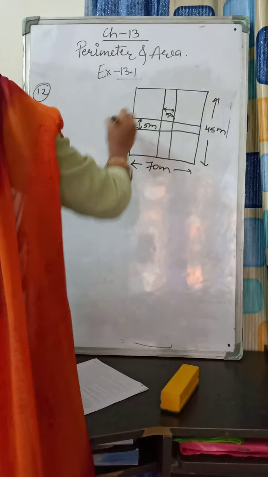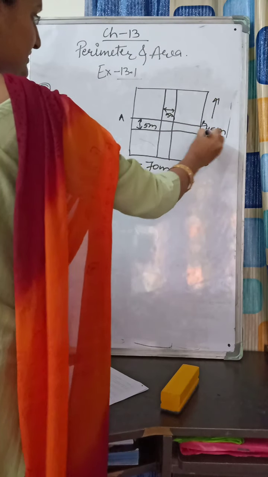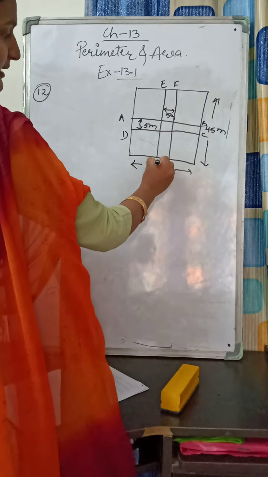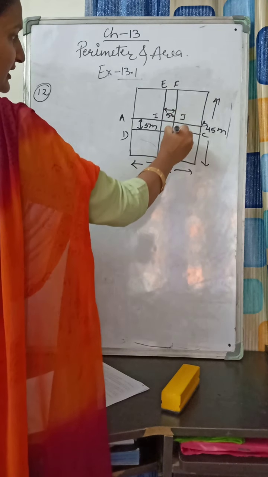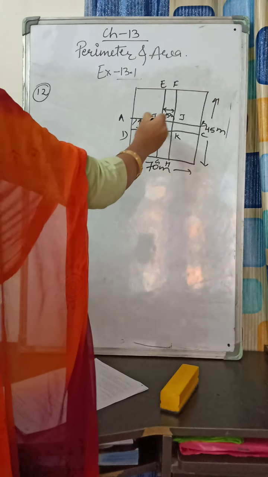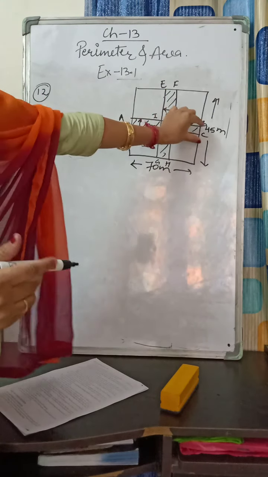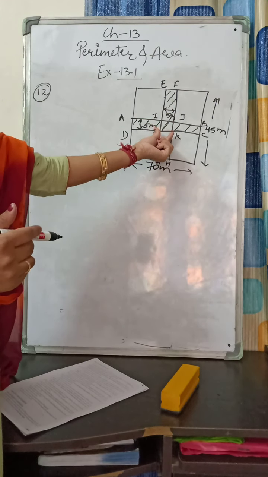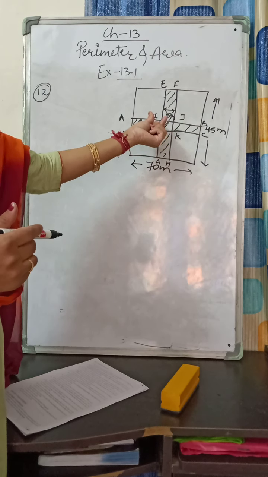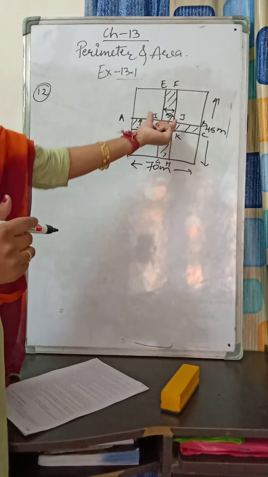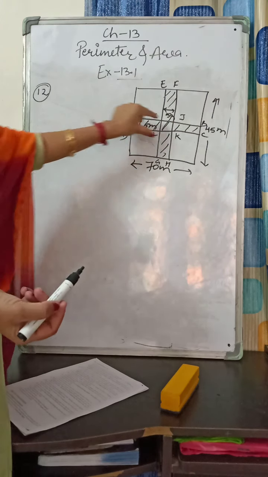So here we are putting the marks A, B, C, D, E, F and G, H, I, J, K, L. Fine. So we have to find the area of this path. Students, when we add the areas of these rectangles, the IJLK portion of the road is added 2 times. So when we subtract the area of IJLK one time, we can easily find the area of this road.